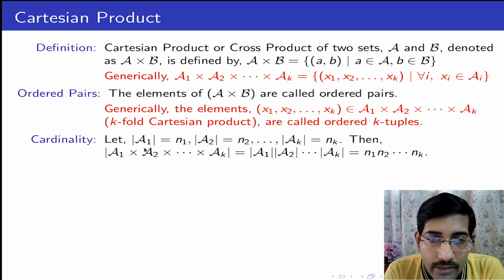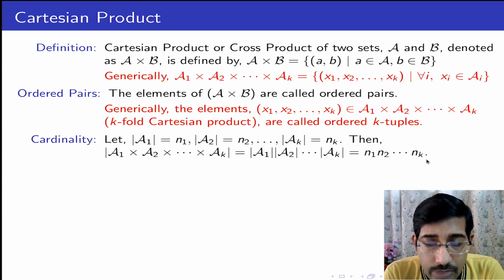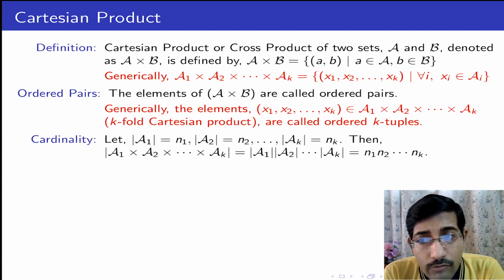Again, consider the cardinality, or the number of elements, in this cross product. As you have already identified, if each of these sets has n1, n2 up to nk elements, then it is a set of all elements from one set paired with the others, taken as a tuple. So the total number of elements present in this k-fold Cartesian product is the product n1 times n2 up to nk.